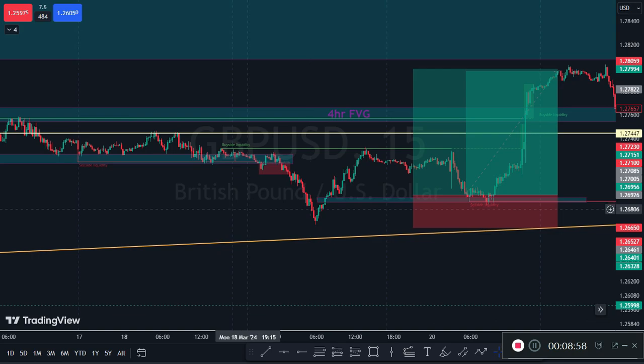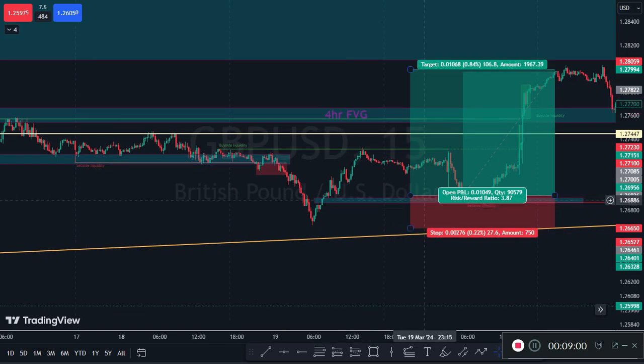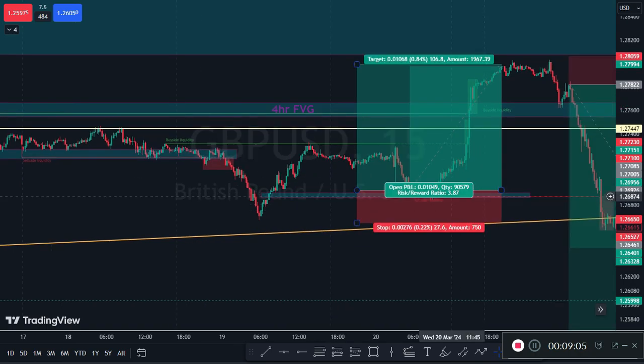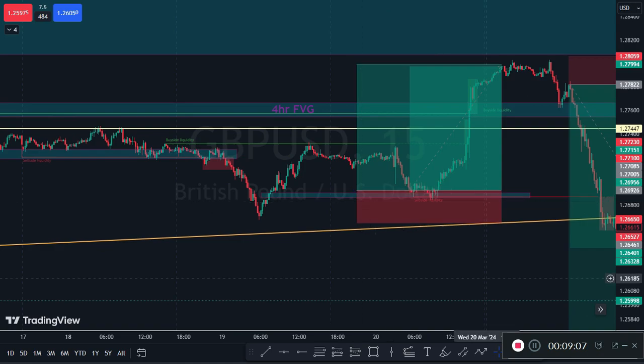I had this fair value gap marked out. I also had an order block marked out up here too. That's why you see my entry is not really on the fair value gap, it's on this order block here. So price came down and touched the fair value gap, as you have seen, and then we had this rally up about 100 pips also.